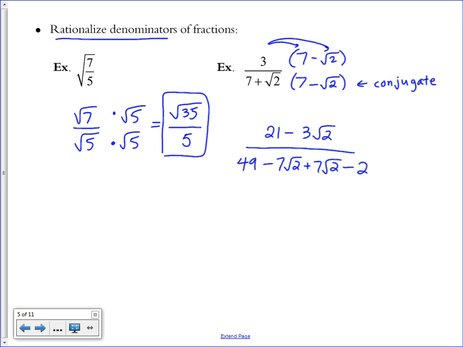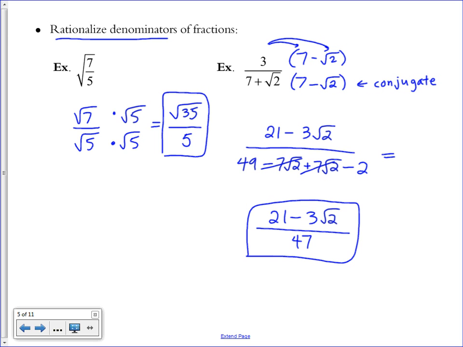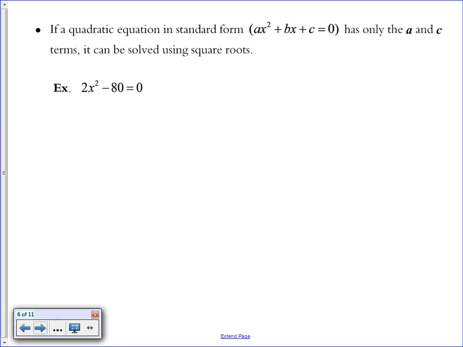Notice that the two middle terms in the denominator still have the square root of 2 in them, but they cancel each other out, and that's because we used the conjugate. So the top became uglier, but the denominator became 49 minus 2, which is just 47. You would look to see if you can simplify it in any way. If all of those numbers were divisible by the same thing, you could simplify the fraction, but this one can't be simplified, so we just stop.